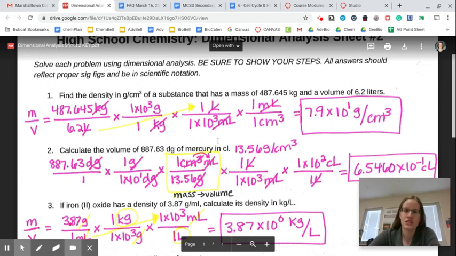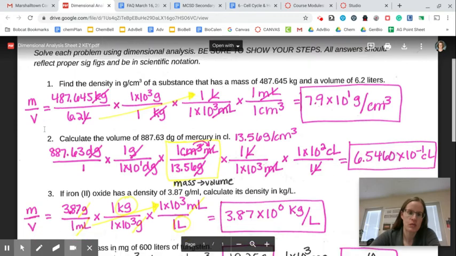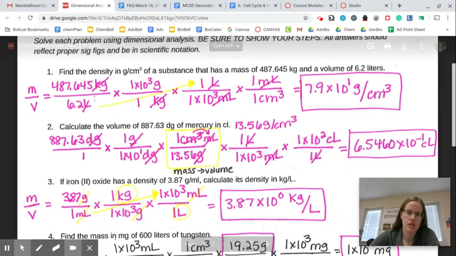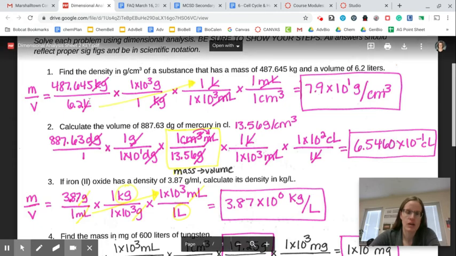Alright, guys, this is dimensional analysis, sheet 2. For this first problem, you're finding density. Remember, whenever you have to find density, you put mass over volume. Number 1 is like this, and number 3. So with both of these, I put mass on top, kilograms on this one, and then liters on the bottom.